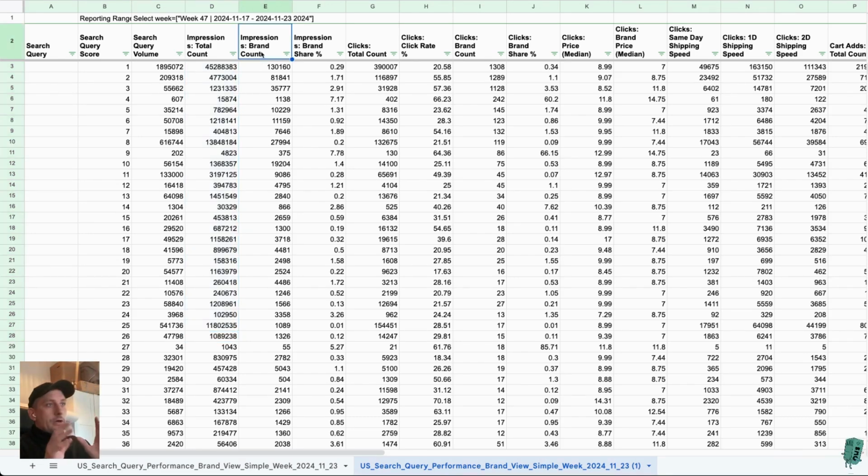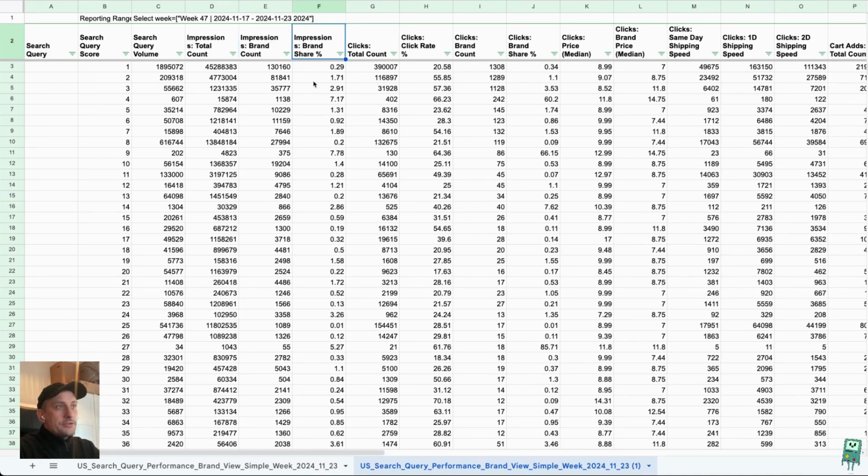Impressions brand count. And now one very important differentiator between the metrics, because we will have that across all of the metrics. There's always something called the metric, double point, total count, and brand count. Total count means all of the impressions that have happened within that week on that search query. So this is you plus your competitors. Then you'll get your own stats. Impressions brand count is your impressions that you had with your brand.